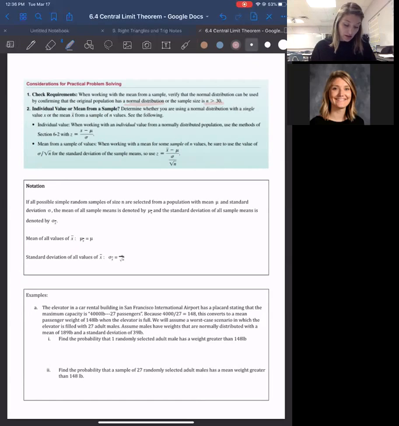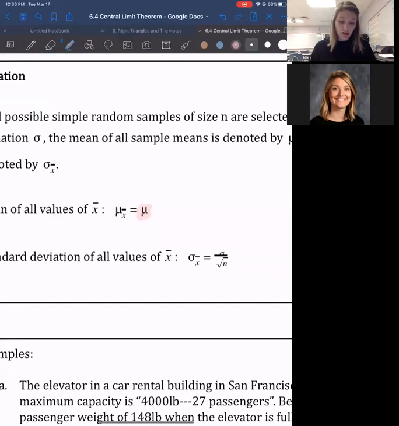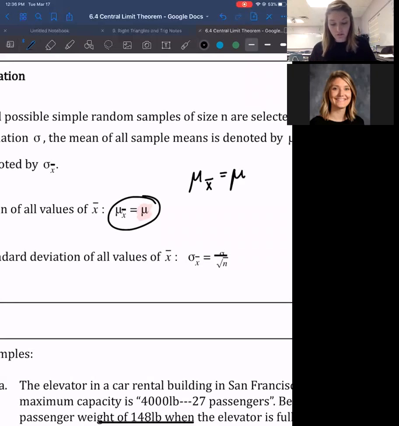Okay, so again, the mean is still going to be mu. The standard deviation is going to change. When we use the notation here, they do the mean sub x bar. So I'm going to rewrite this notation in my own handwriting so you can maybe understand it better. They do the mean of the sample means is just equal to the mean of whatever they give you. So if they say the mean is this, that's going to be your mean.